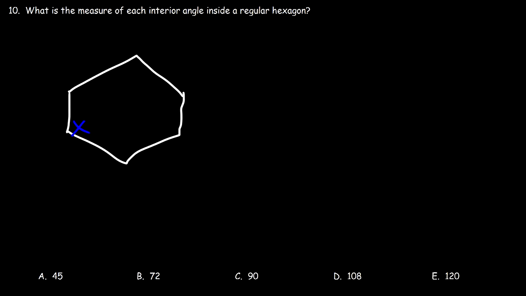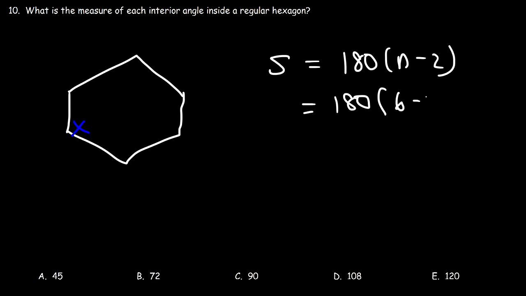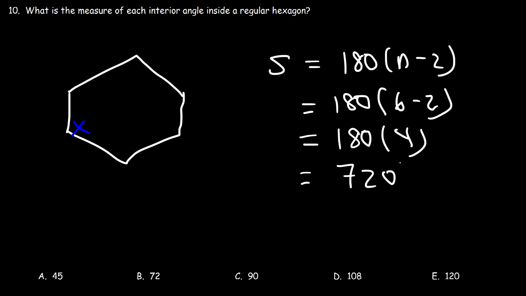How can we do so? Well, there is an equation that will tell us the sum of all of the interior angles inside this hexagon. And that equation is this. So S, which stands for the sum, is equal to 180 times n minus 2. For a hexagon, n is 6, and 6 minus 2 is 4, and 180 times 4, that's 720 degrees. So that is the sum of all 6 interior angles inside this particular hexagon.